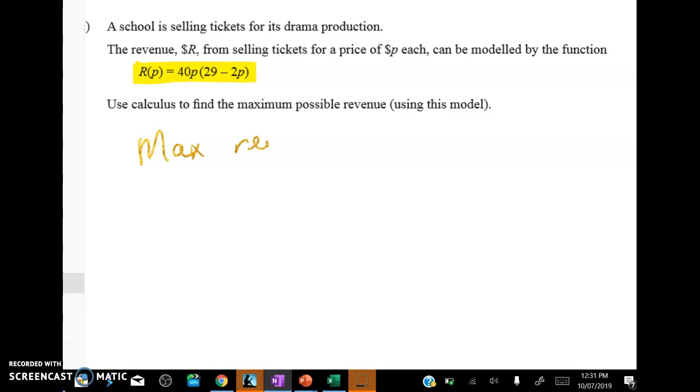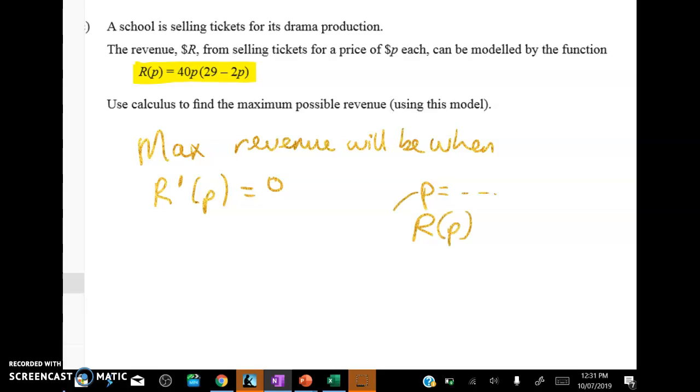So the maximum revenue will be when we've got a turning point, and so we've got r dash of p is equal to 0. We're going to differentiate, solve that derivative equal to 0, and that's going to give us a price, and then we're going to substitute it back in to get the maximum possible revenue. Okay, so let's get on with it.